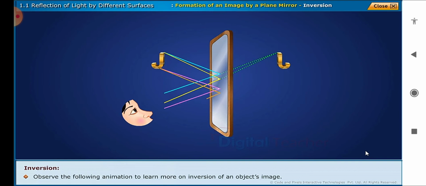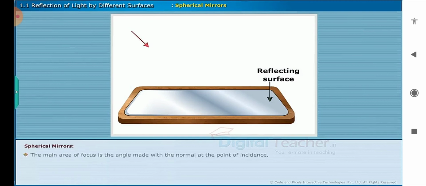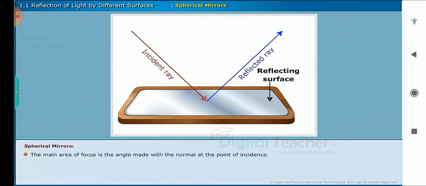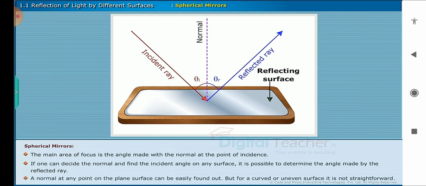After learning about reflection of an object from a plane mirror, let us now learn about reflection of objects from curved surfaces. Spherical mirrors. The main point of focus is the angle made with the normal at the point of incidence. If one can decide the normal and find the incident angle of any surface, it is possible to determine the angle made by the reflected ray. A normal at any point on the plane surface can be easily found out, but for a curved or uneven surface, it is not straightforward.